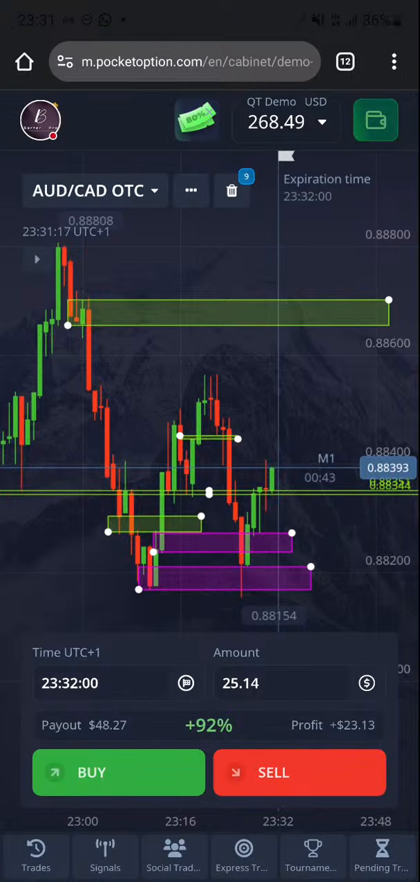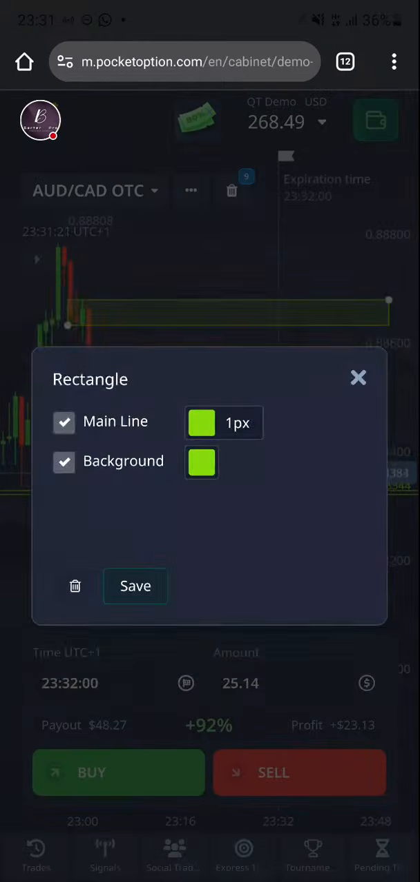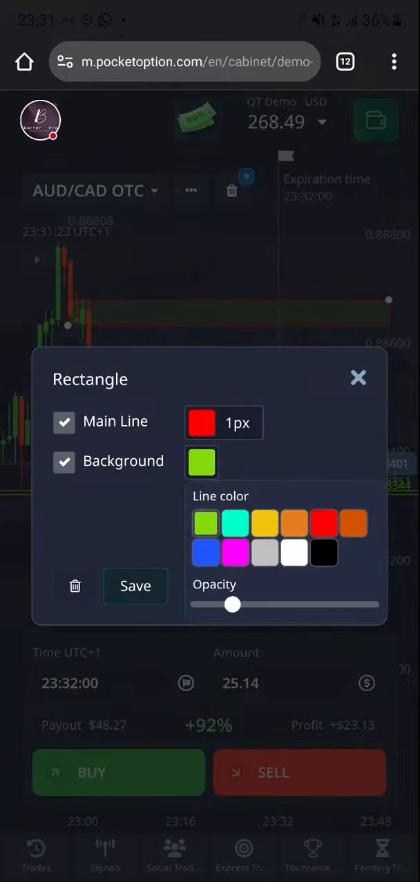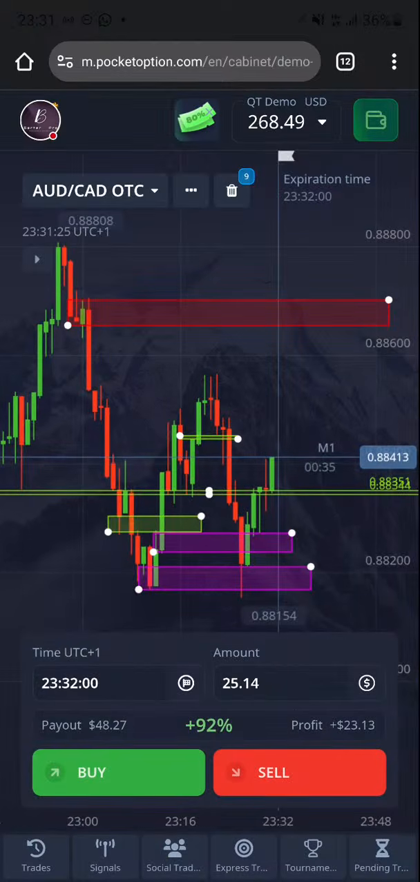So this is where they are coming. They are coming for these sellers here, because this is the sellers' area, a supply area up here. So the buyers will push until they get here. When they get here, they will decide if these sellers will hold or not. You understand? It's as simple as that.